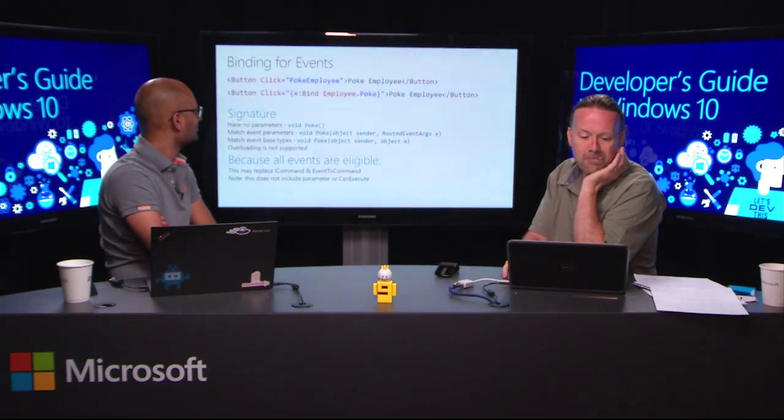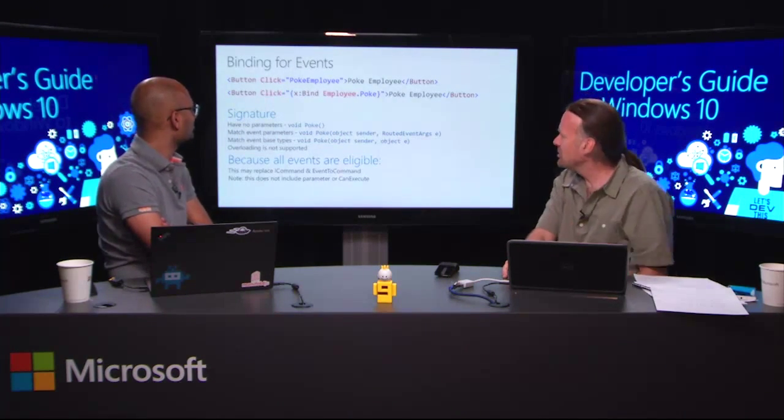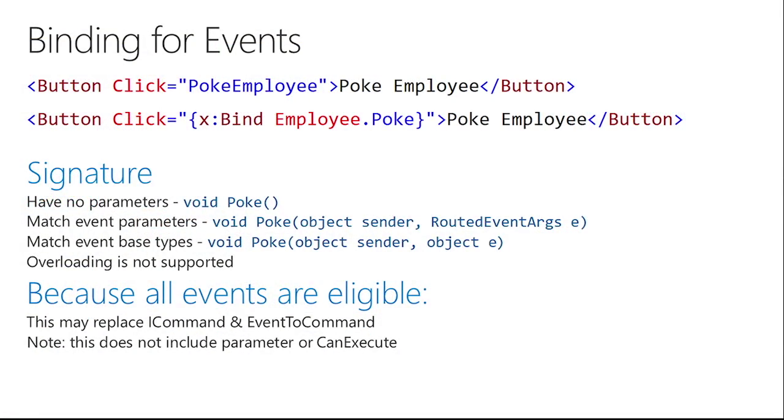Here's another interesting thing as well. You can actually bind to events as well. So you can xbind a click event, xbind to an event. Now, we've always been able to do this with MVVM using ICommand. And ICommand's very sophisticated. But actually, you can bind, here you've got click xbind employee.poke. You can actually put the event handler into your view model. Nice.